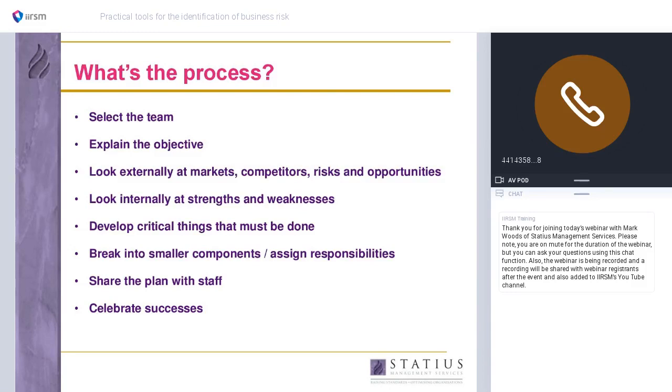Next we'd explain the objective, more of that in the next slide. Then we look externally at markets and competitors, risks and opportunities, and then internally at strengths and weaknesses. And then develop the critical things that must be done in order to offset the risks and exploit the opportunities. We call them critical success factors, or CSFs. The CSFs then need to be prioritised, and I'll show you a method for doing that. And in some instances, you may need to break CSFs and other activities into smaller component parts. You'll also need to assign responsibilities for the different activities.